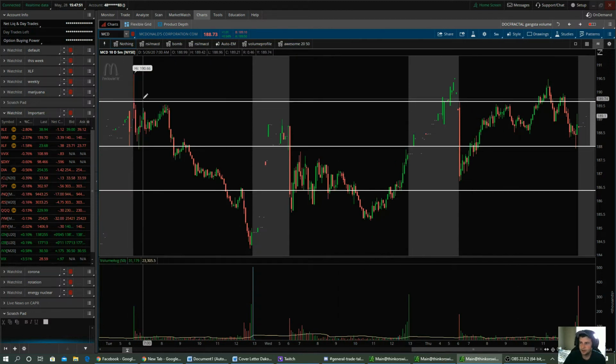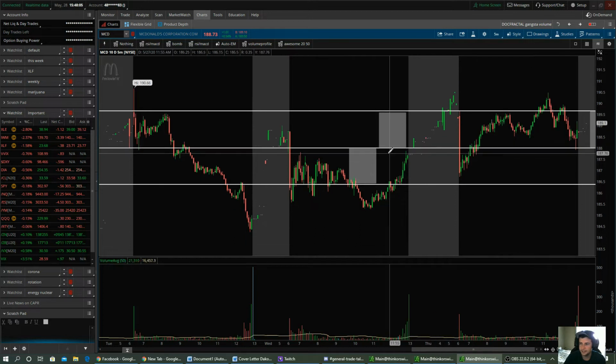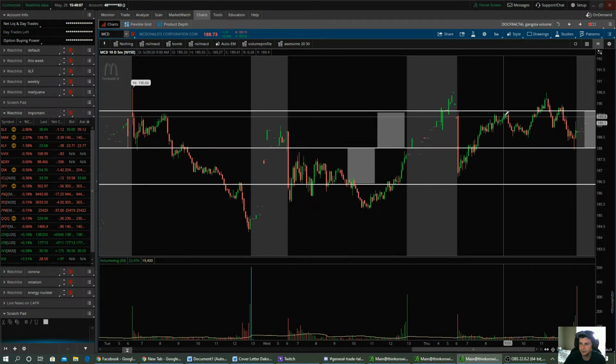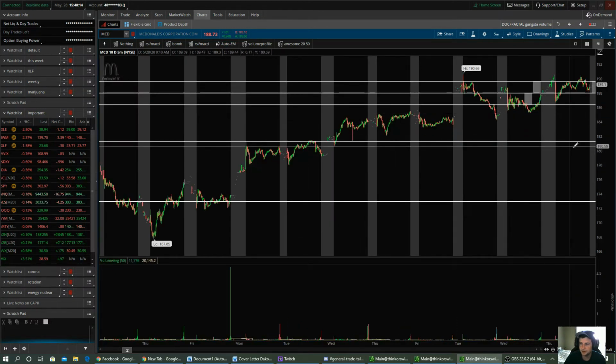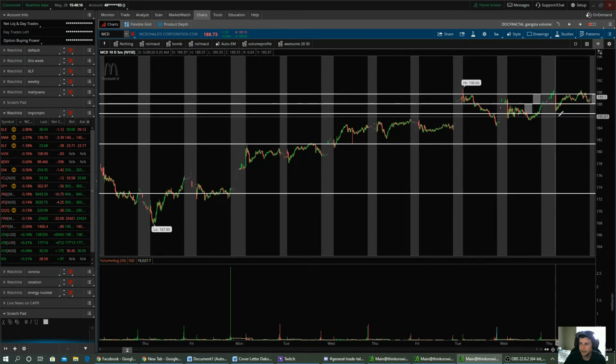I had strong support at this level. These are measured moves again. I went and found these positions, I just did measured moves and duplicated them. These are just measured moves on McDonald's, and you could see that this top measured move held as resistance. You got a little head and shoulders here. Boom. I do expect McDonald's to drop more.